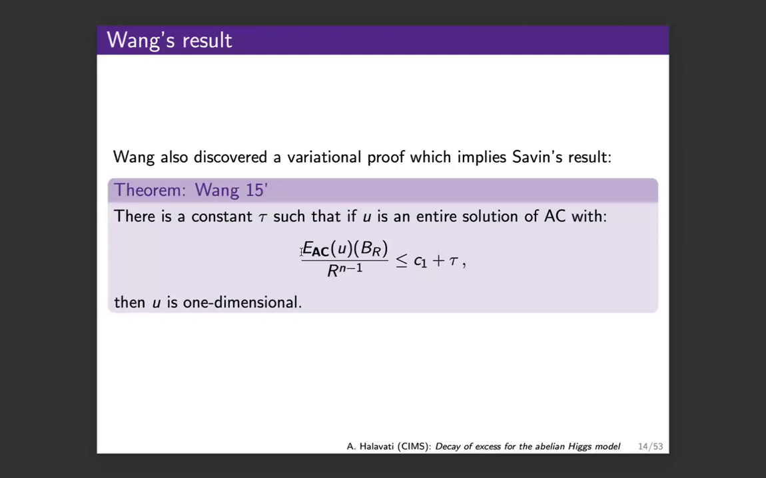So basically, if you have a solution where in large balls, there's a limit of R missing here, but if you have a solution such that its energy on large balls is very close to the one of the flat solution, then it should be flat. Okay. So this is in the spirit of this Allard rigidity, right?